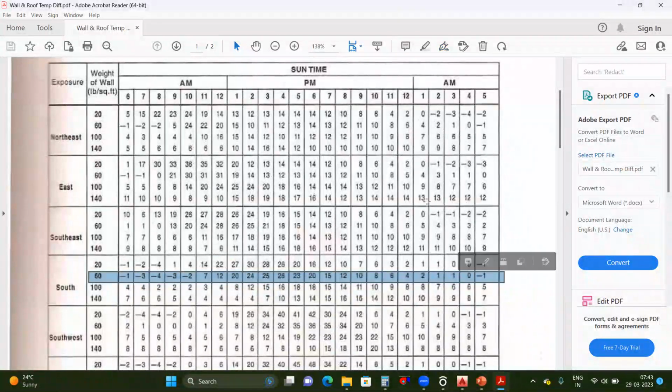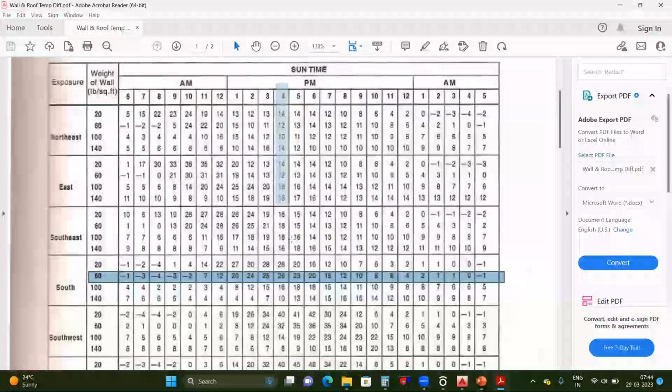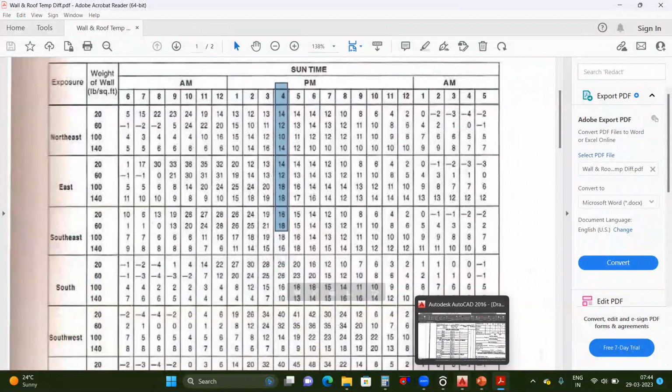Same thing as what we did in the glass delta T selection. Here also we are selecting sun time at 4 p.m., which is the highest recorded value in summer. So we will select 4 p.m. You go and see the time here. So this is the 4 p.m. So 4 p.m. at south, that is 26 here. Okay, so we need to take the value 26.